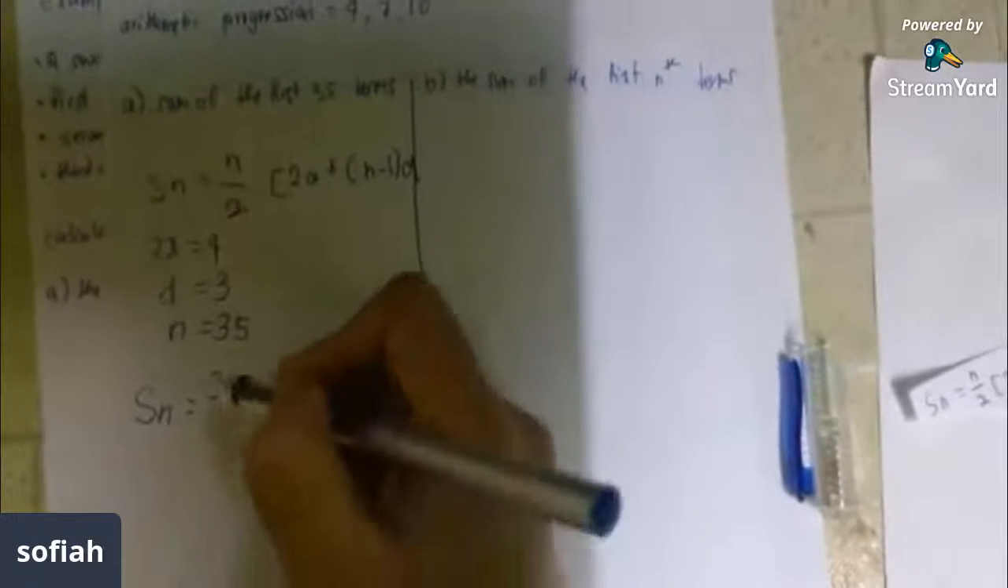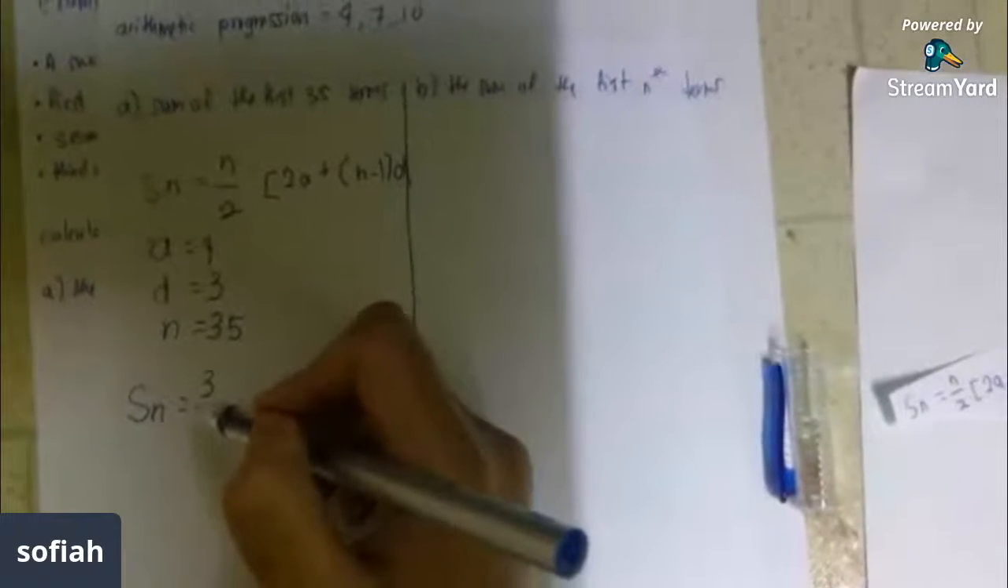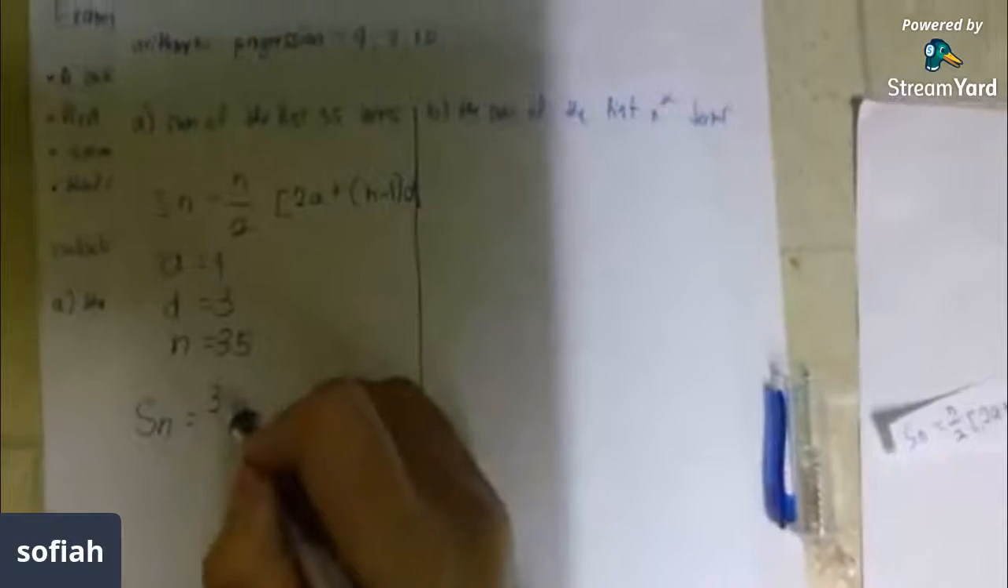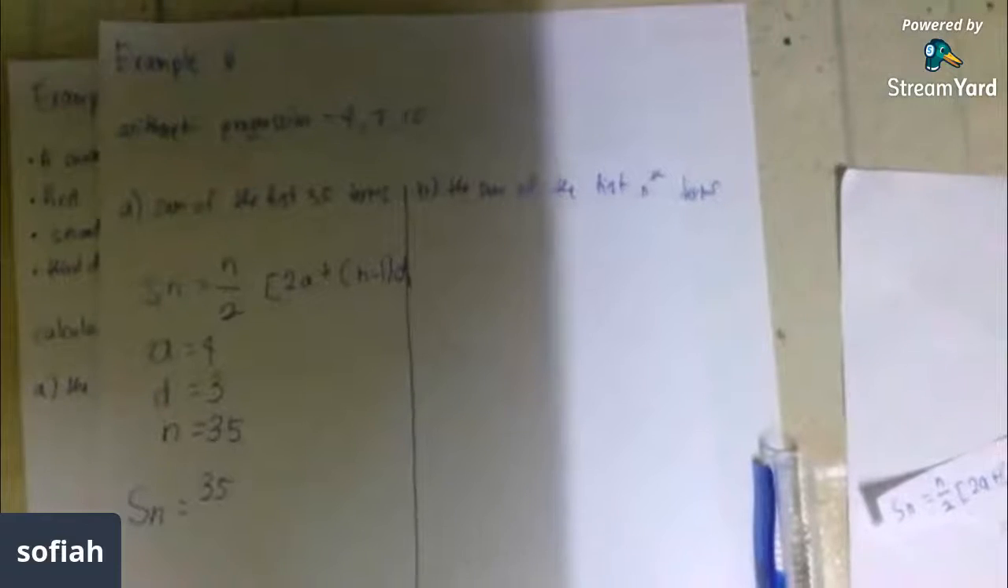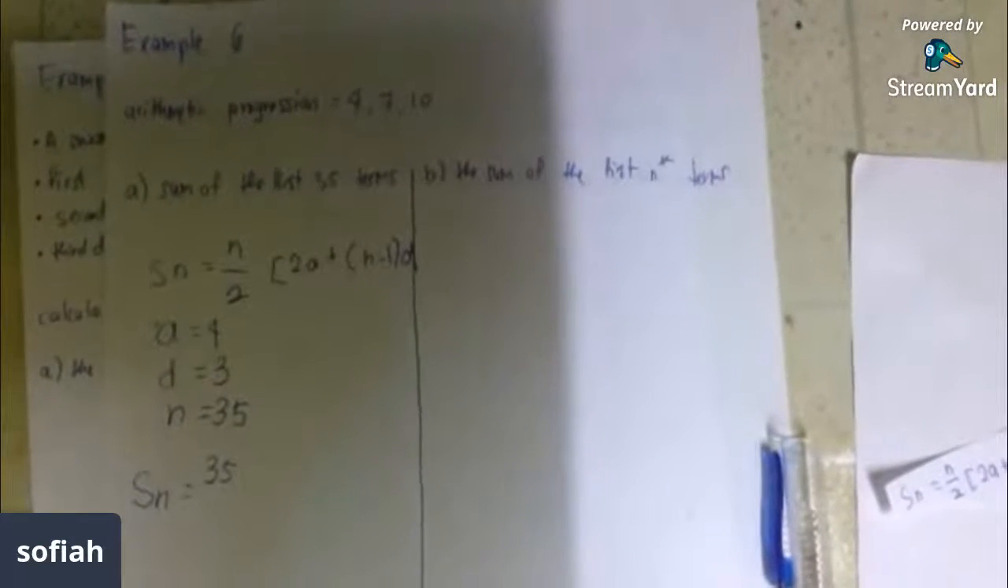So we will get here Sn equals to 35. Itu ya? Betul. Saya start lain, Doktor nak beritahu meaning the first 35 terms. Okay.